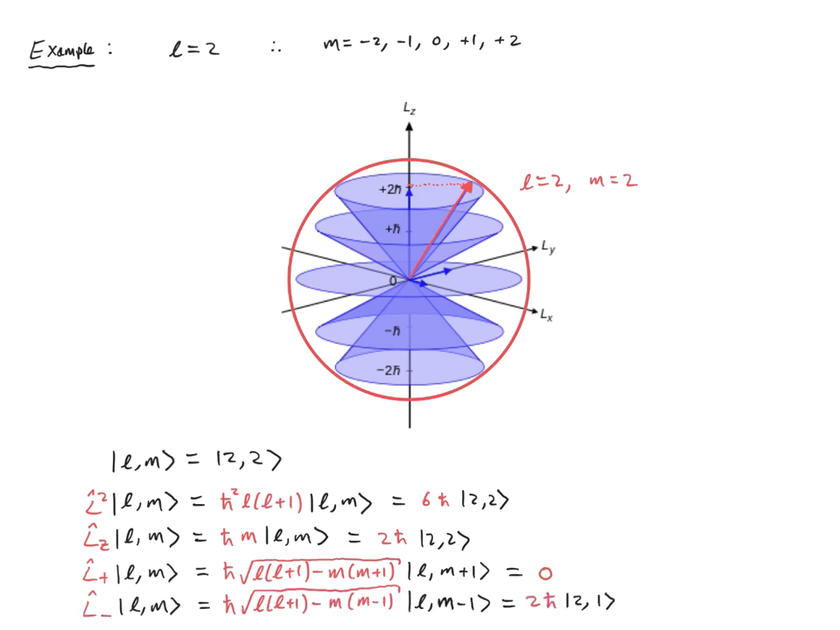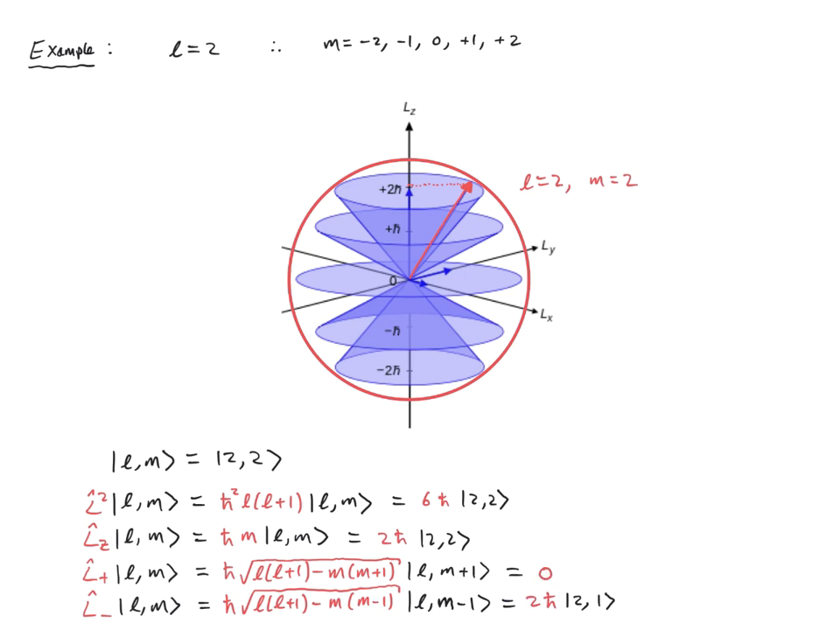Finally, let's consider applying the lowering operator L minus to our state L, m, in this case the 2, 2 state. Here we have a slightly different form of this coefficient, as discussed on the previous slide, and indeed this one does not vanish. We see that it gives us a state 2, 1. The value of m is reduced from 2 to 1, and the coefficient here is 2 h bar.